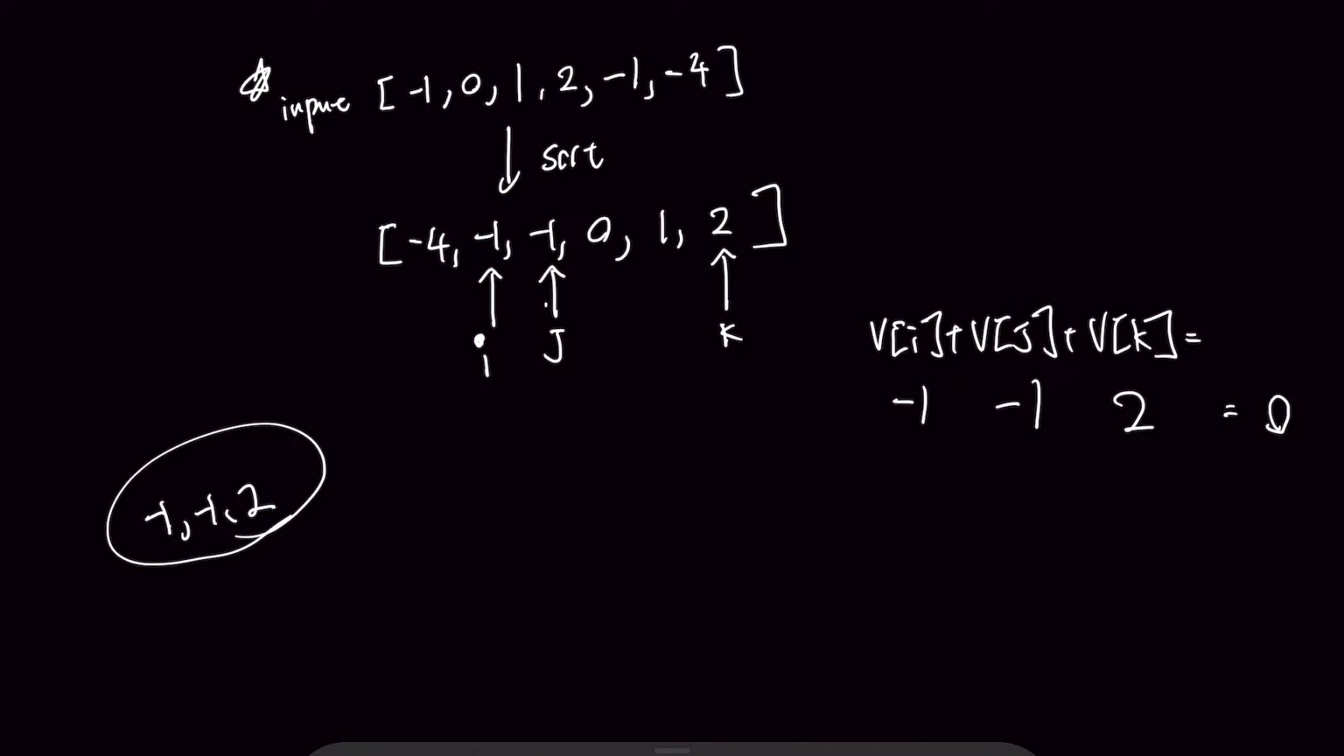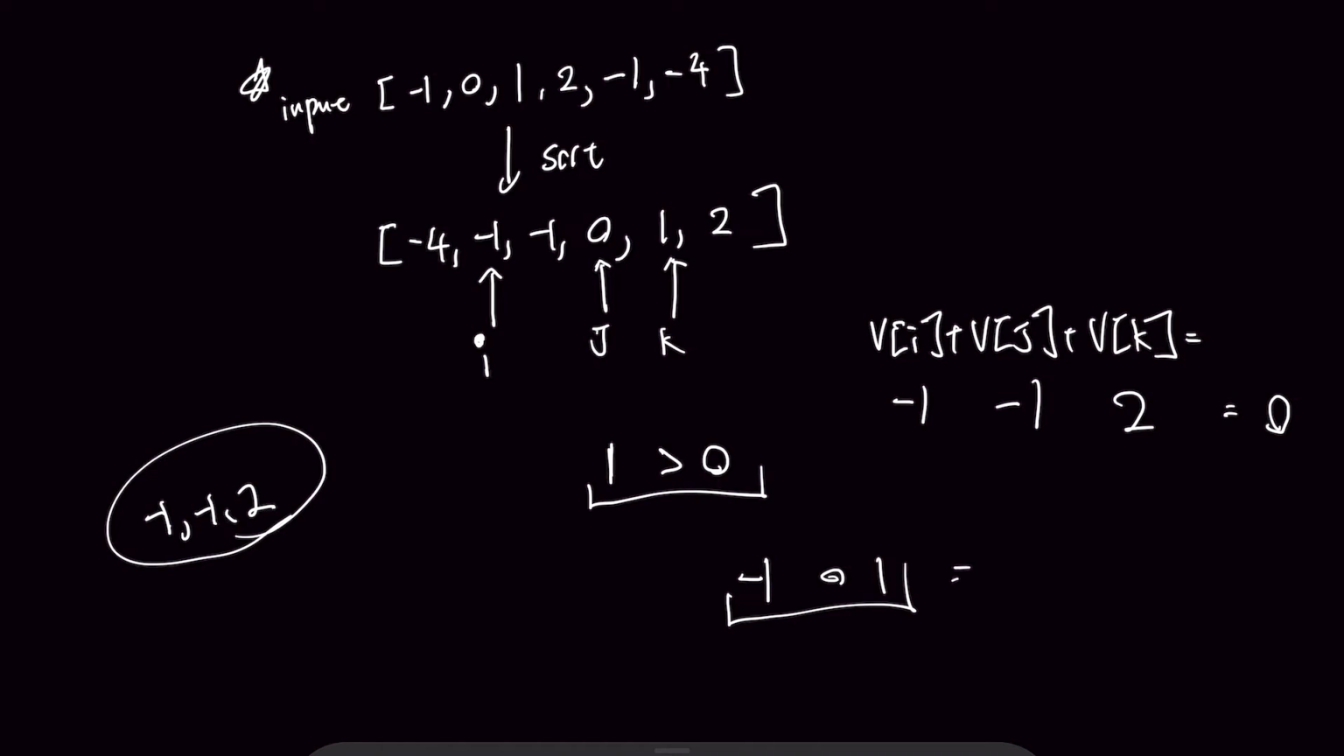Now we can move either J or K. So let's move J to the next point. So J is here. Now the sum is 1, which is more than 0. It's higher than 0, so we need to decrease our sum. So let me move K to right here. What we get is -1, 0, and 1. Oh look, we got another 0. Nice. So we include -1, 0, and 1 in our output.